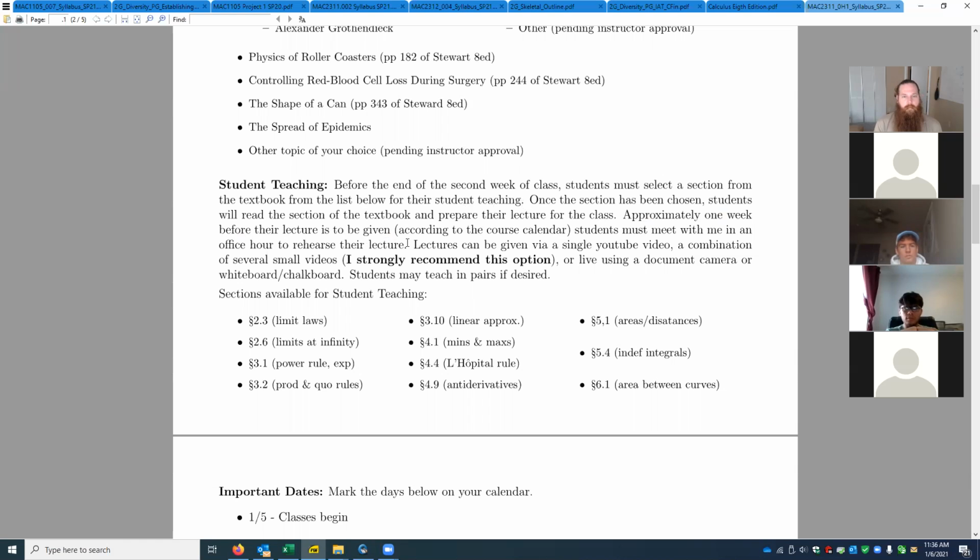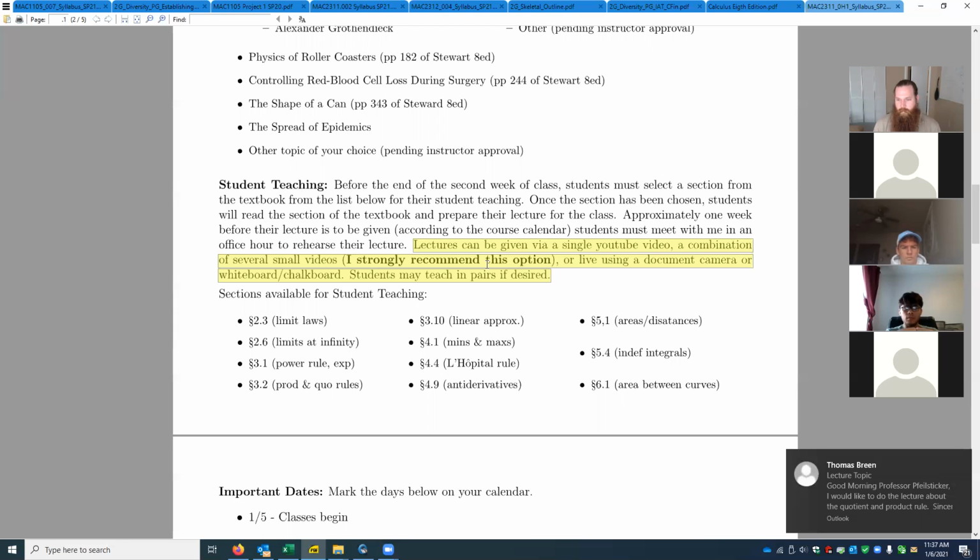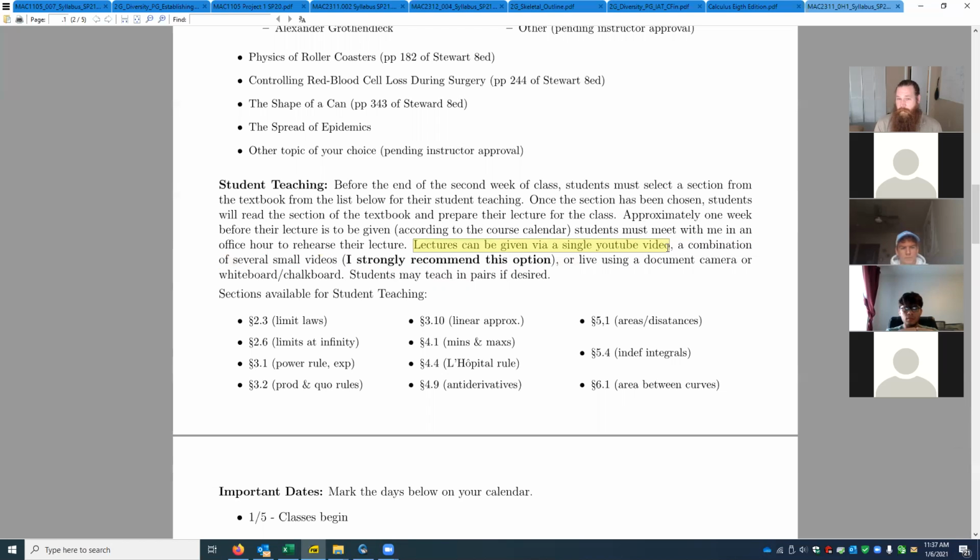Good, okay. Now here's some format ideas that I wanted to share for the student teaching. Again, normally I would just have you guys get up in front of the board and do a regular lecture, but we're online right now, so things have to be a little different. You could do a single YouTube video. I don't recommend this because if there's a mistake, you have to go back and redo the whole thing.